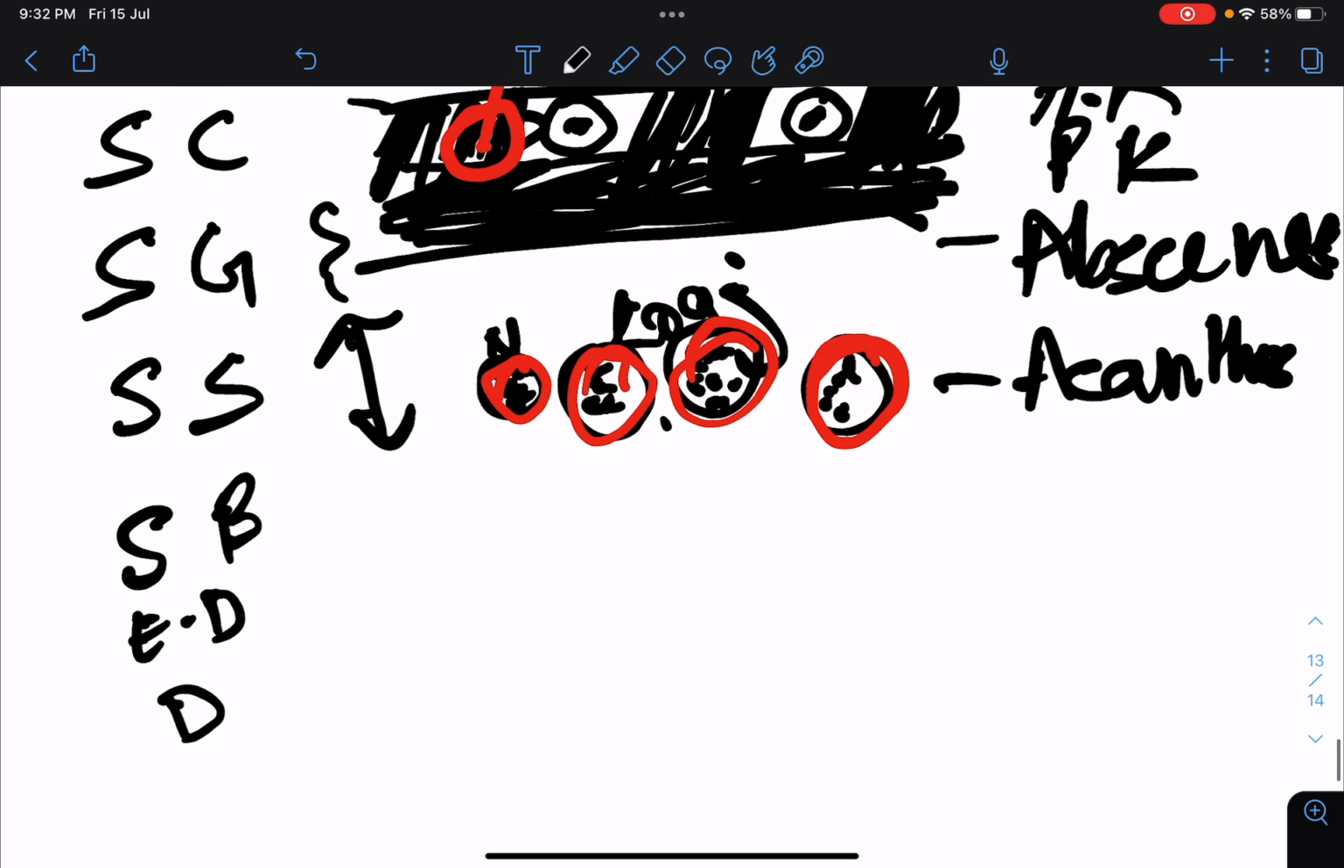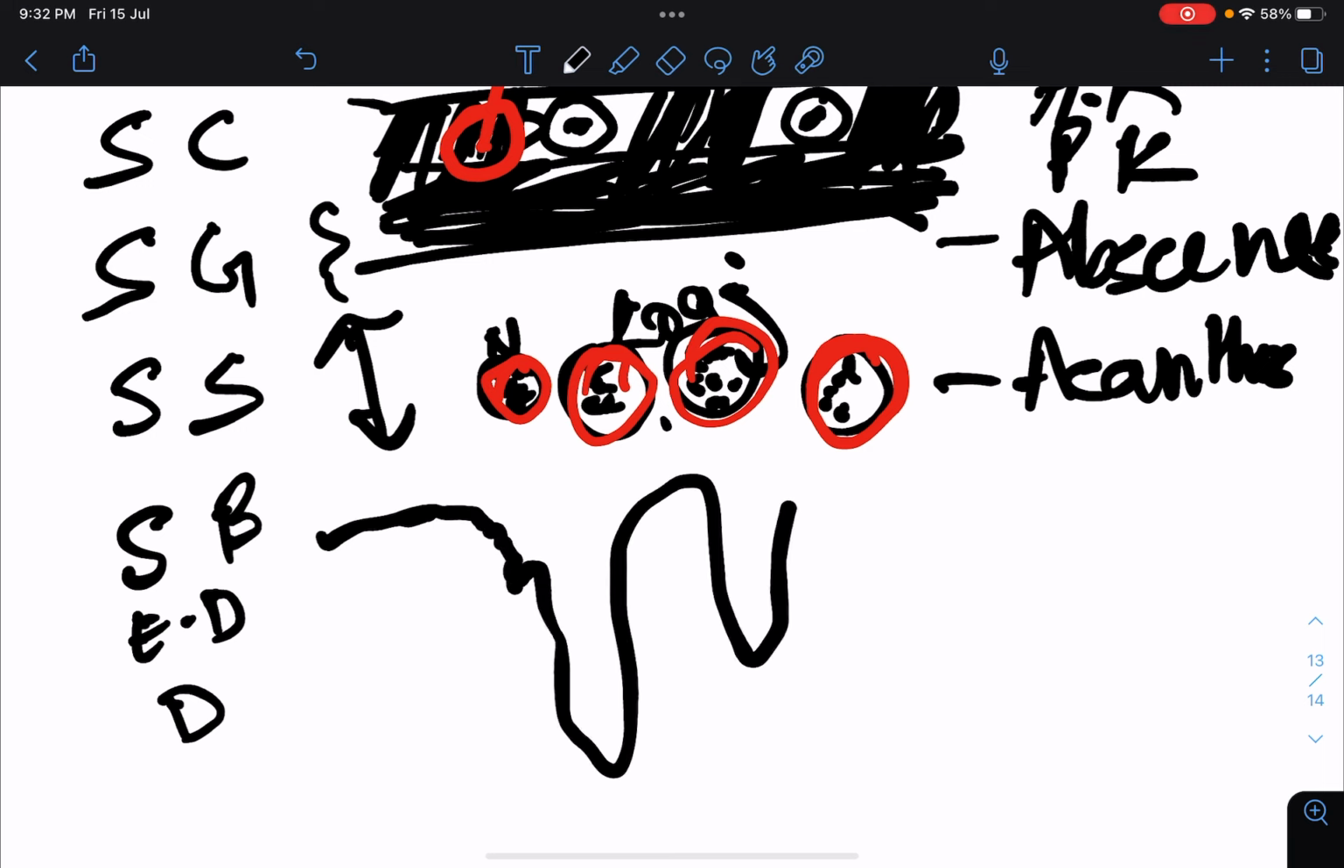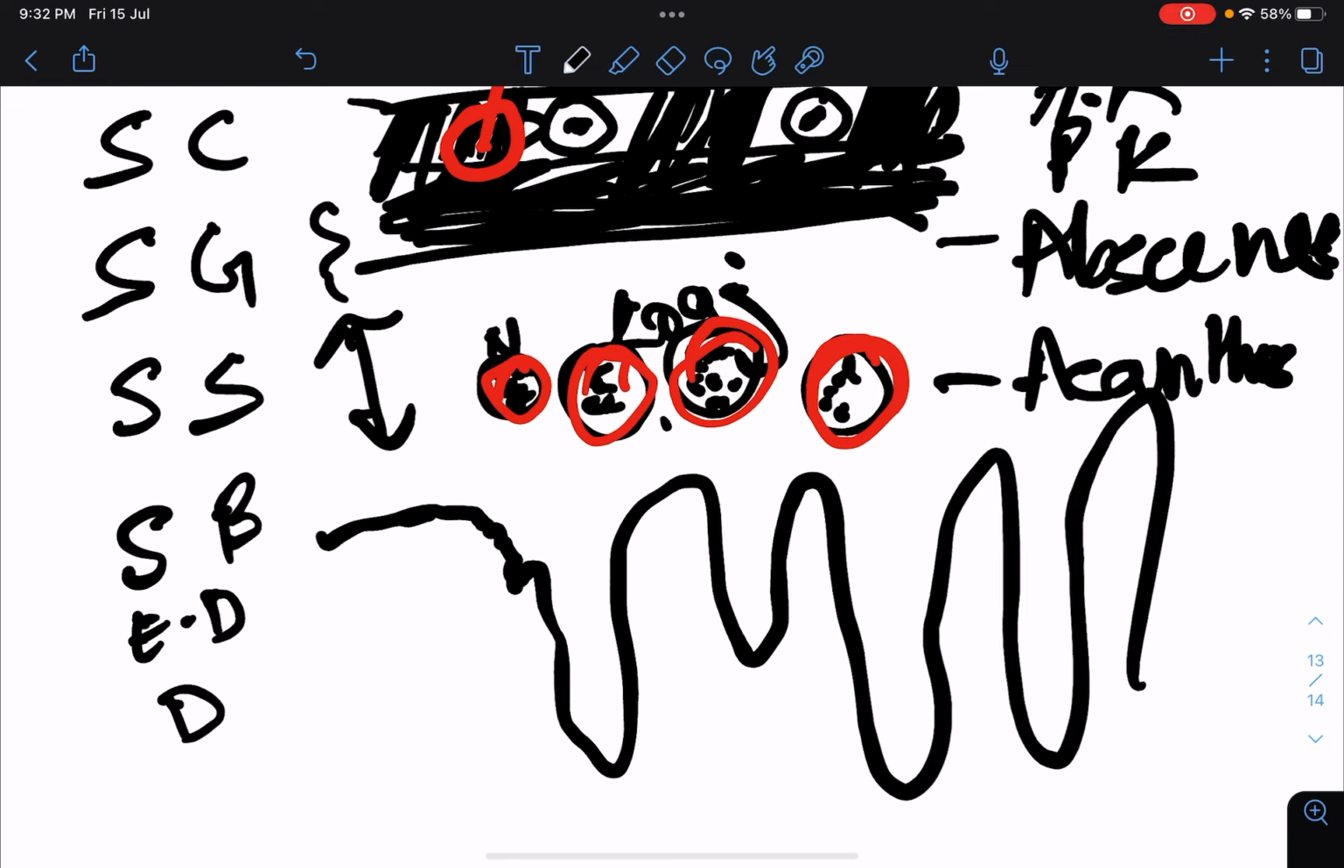And finally, your basale is almost the same. I mean, there's not much happening in the stratum basale. But what's actually happening at the level of the epidermodermal junction is there is elongation of the rete ridges. So look at these rete ridges, they are elongated, right?